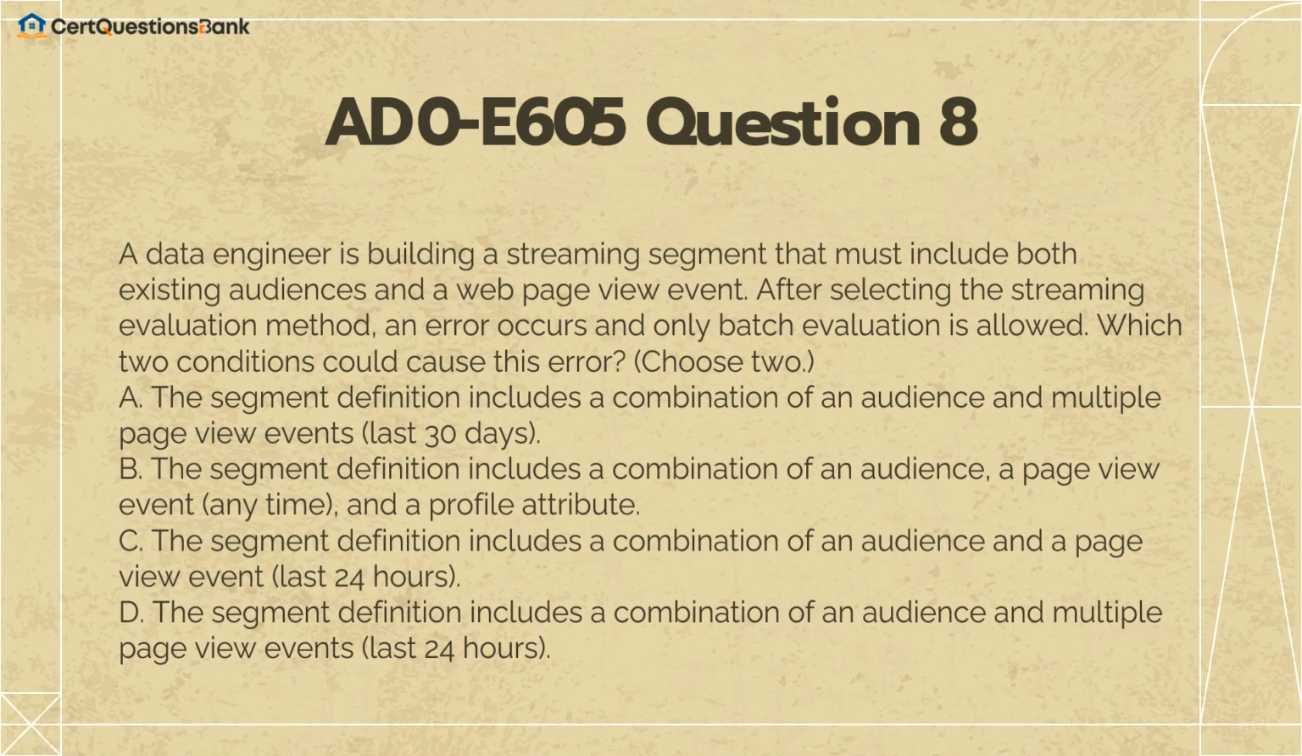A data engineer is building a streaming segment that must include both existing audiences and a web page view event. After selecting the streaming evaluation method, an error occurs and only batch evaluation is allowed. Which two conditions could cause this error? Choose two. A. The segment definition includes a combination of an audience and multiple page view events, last 30 days.